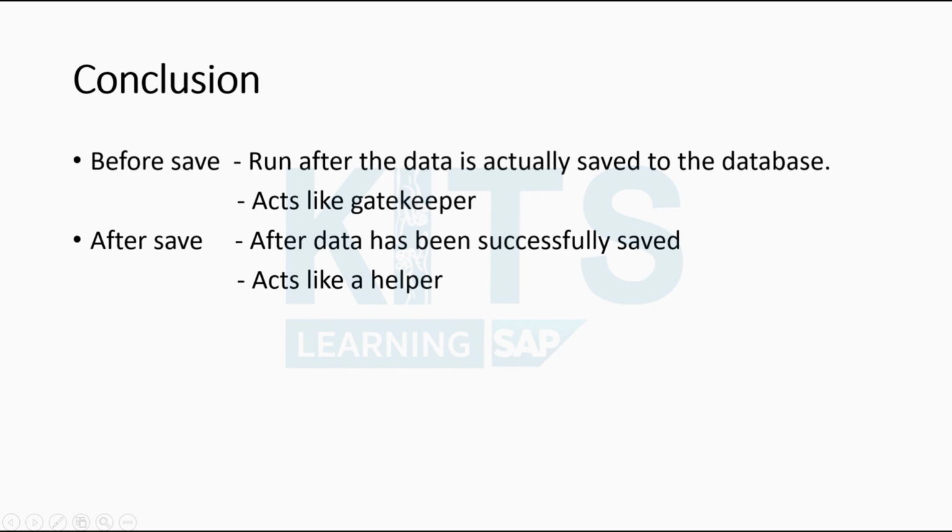So to conclude, before save acts like a gatekeeper that checks and blocks wrong data, whereas after save acts like a helper that runs after everything is saved and just confirms and processes the result.